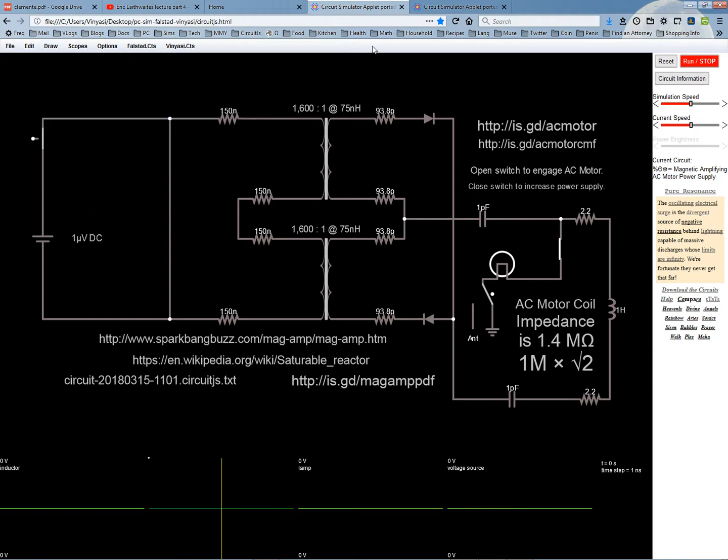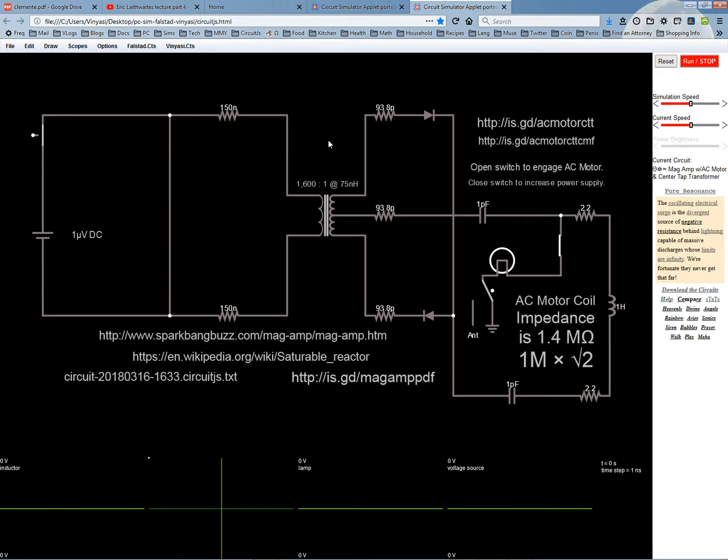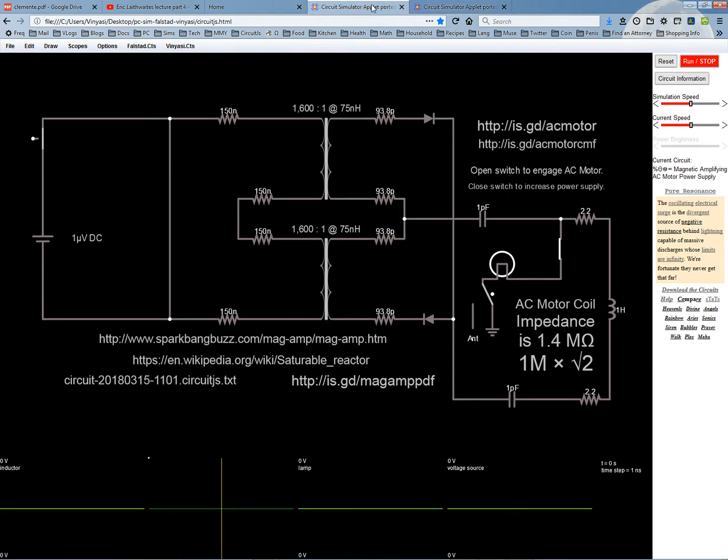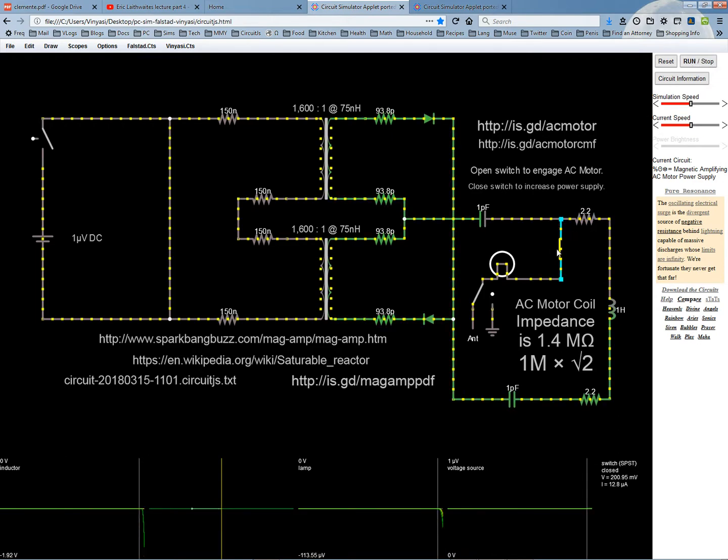So what I did was I made a variation on this circuit in which I took out the two transformers, put in a center tap transformer, and it works perfectly fine. It works just as good as the other one. So let's start this up. And it slowly rises in the negative direction.